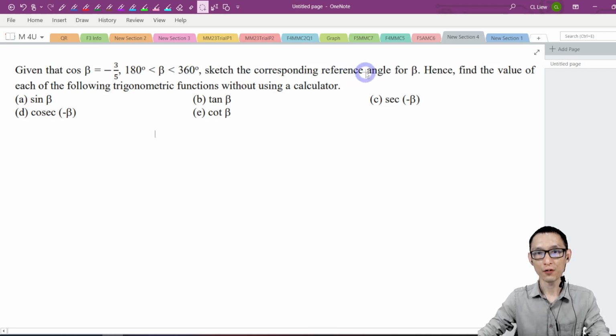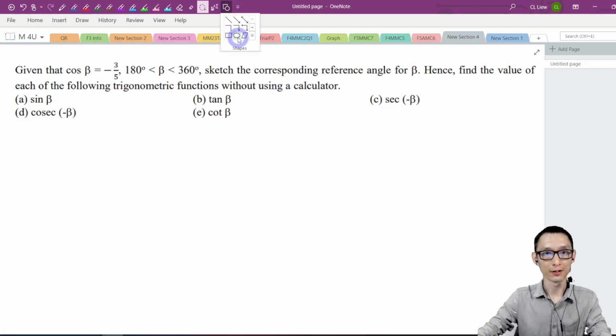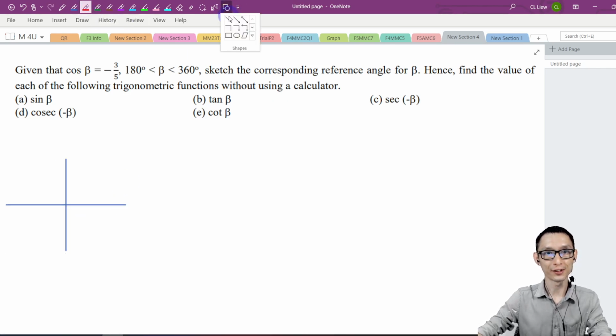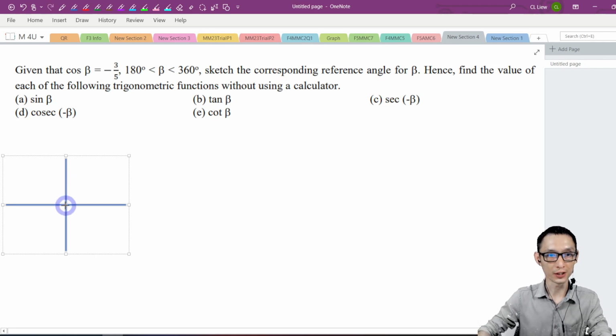Sketch the corresponding reference angle for beta, hence find the value of each of the following trigonometric functions without using a calculator. Now, let's sketch a diagram first. And we know that this angle is in the third quadrant, so I'm going to draw a triangle in the third quadrant.